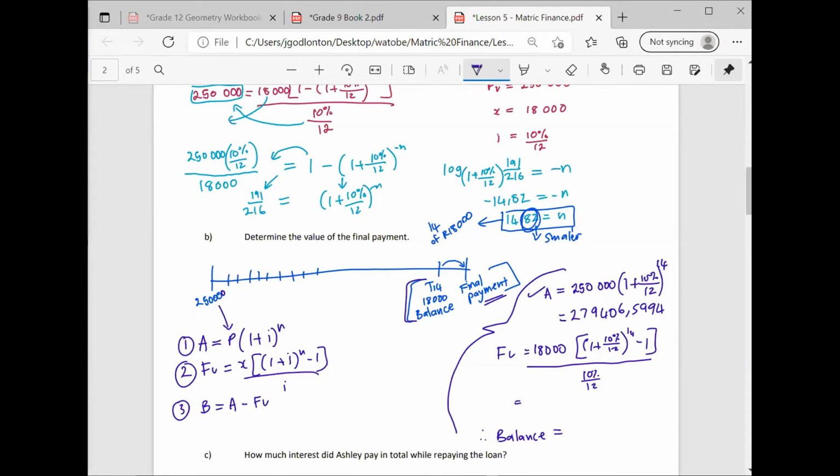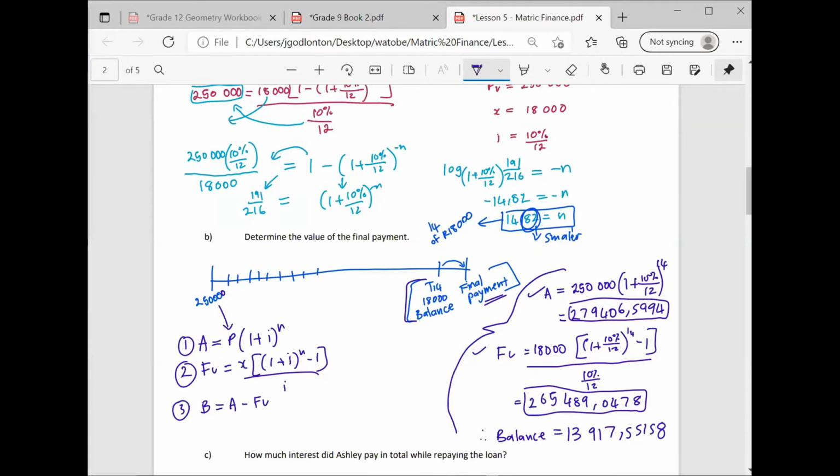Second step, I'm doing my future value formula. Again, I'm putting that into my calculator, and I should get a total of 265,489.0478. Our final step is we're taking this A value and subtracting this future value, and that tells us the balance of the loan after our 14th payment. That gave me 13,917 Rand 55158. And I'm not rounding that off because I'm going to use it.